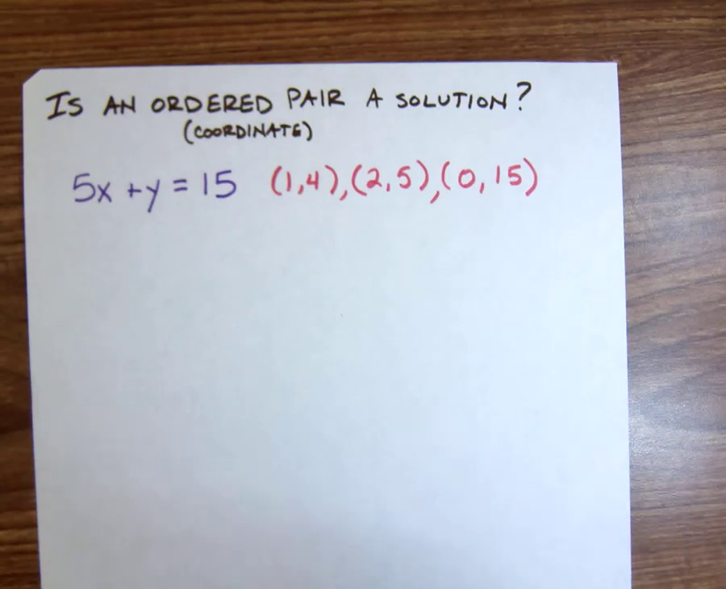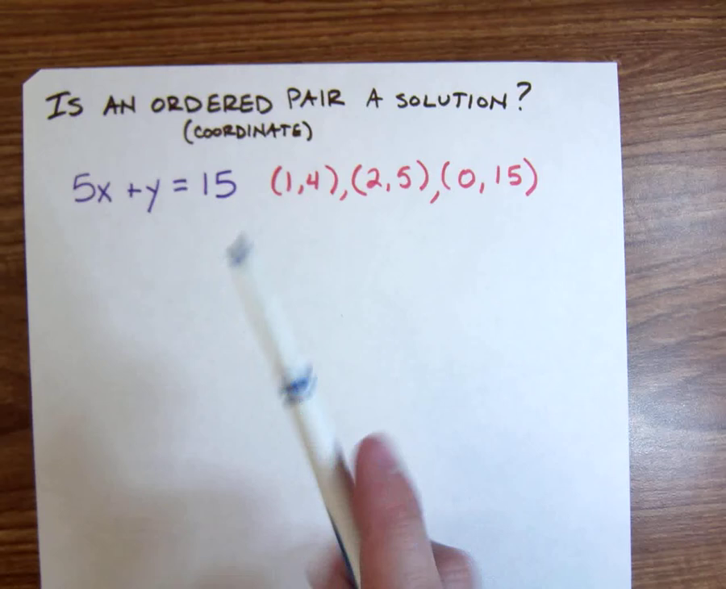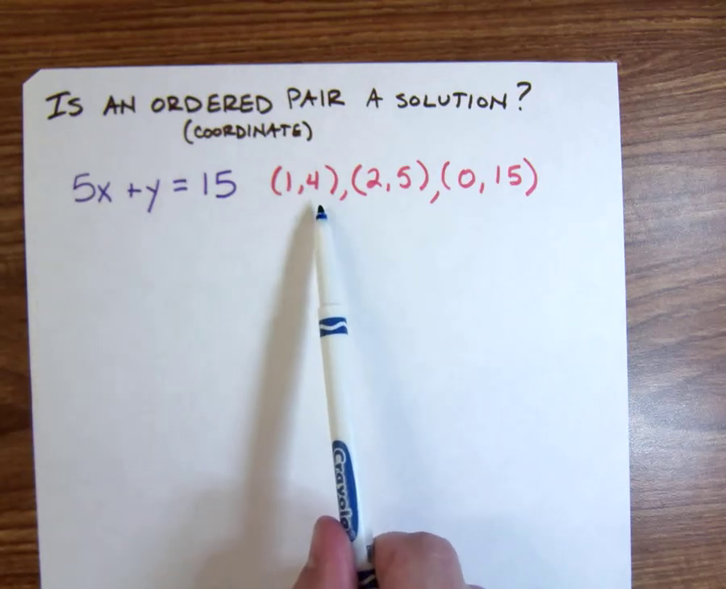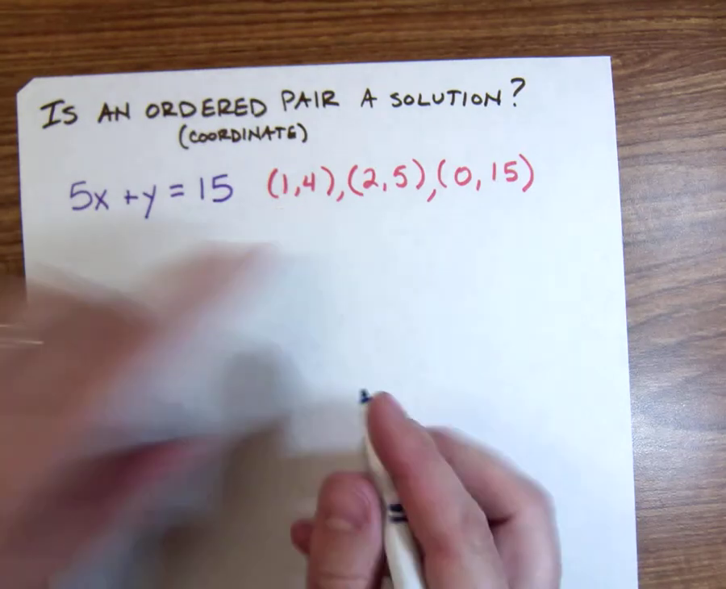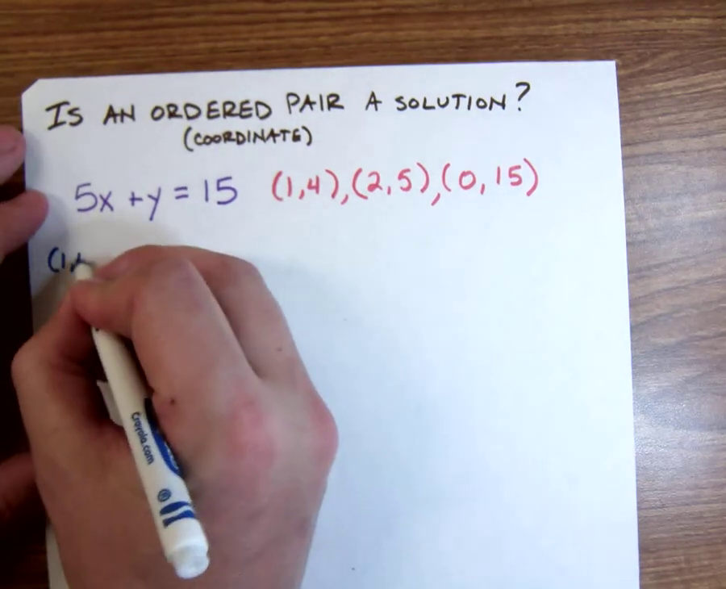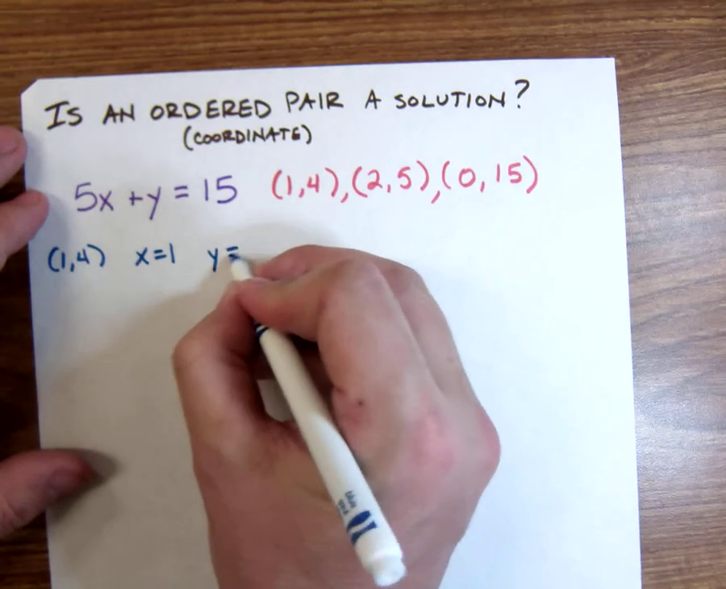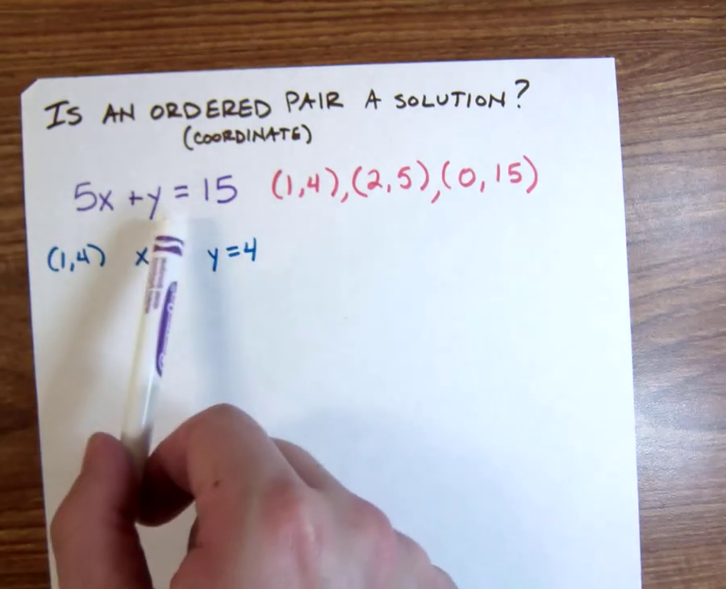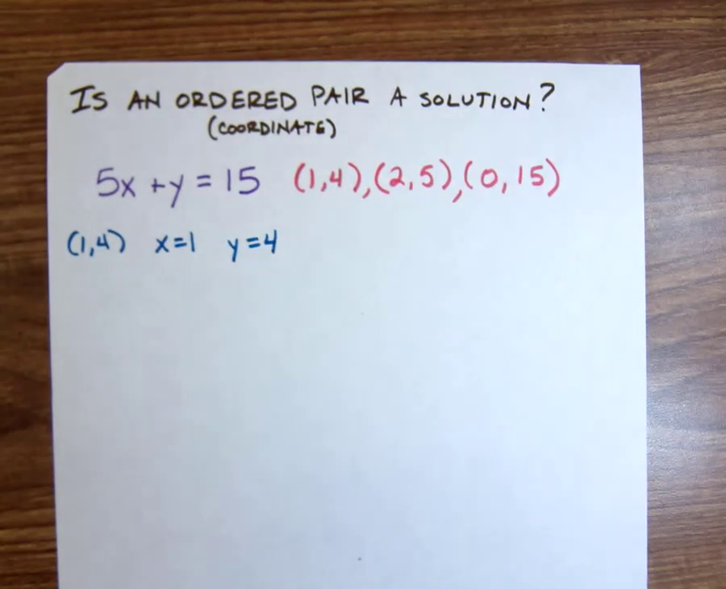Well, you get y by itself. Actually, I don't even have to do that much. Recall that in an ordered pair, the first number is the x and the second number is the y. So if I wanted to check this coordinate right here, let's try (1, 4) first. That means that x equals 1 and y equals 4. So what I'm going to do is take this original equation, 5x plus y equals 15, and replace the x with 1 and the y with 4 and see what happens.